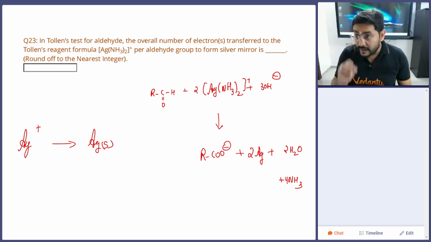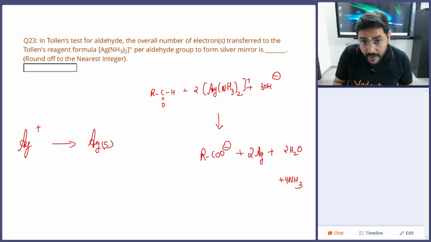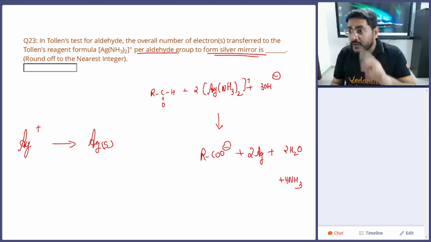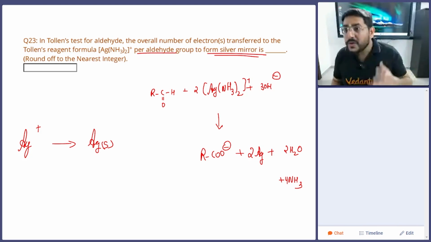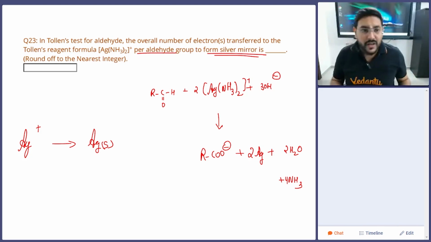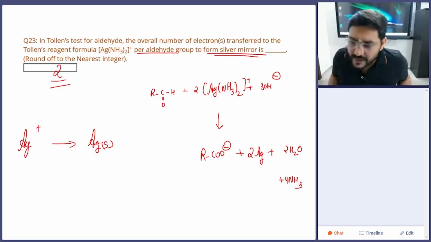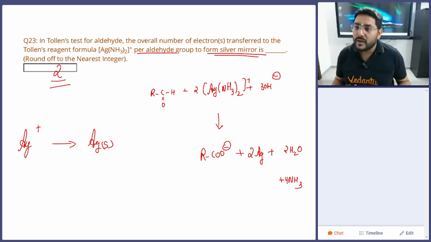Now here the question, you have to read it properly. Per aldehyde group to form silver mirror. So per aldehyde it is releasing 2 electrons, then only the reduction of 2 Ag plus to Ag solid happens. Yes or no? So can I say that the right answer is 2 electrons? The right answer is 2 electrons. Is this part clear?